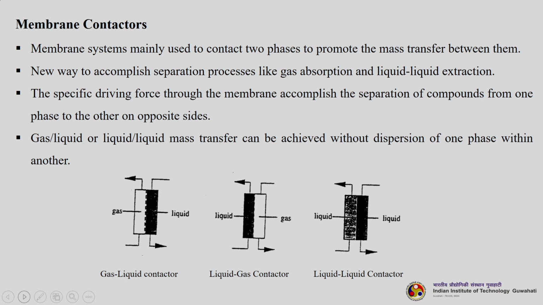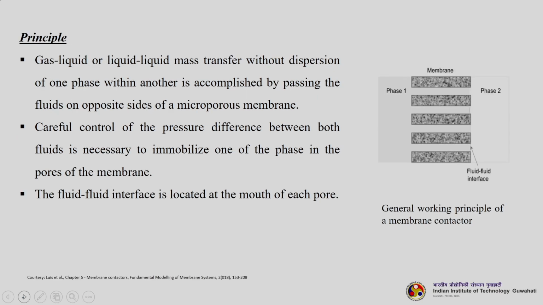You can see there are three types of membrane contactors, which I have shown here. The first is the gas-liquid contactor. Basically, one phase is gas, another phase is liquid, and in between there is a membrane. The second one is also a gas-liquid contactor. Here the liquid phase is on the upstream side and gas is on the opposite side, which is just the reverse of the first one. That means the two different phases have changed sides. And then we have a liquid-liquid contactor, in which both phases are liquid and are separated by a membrane.